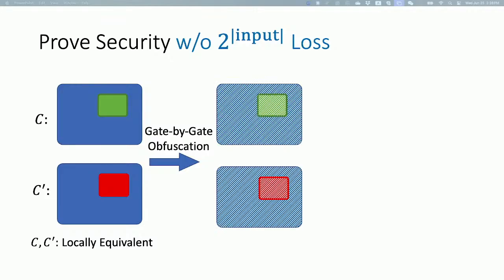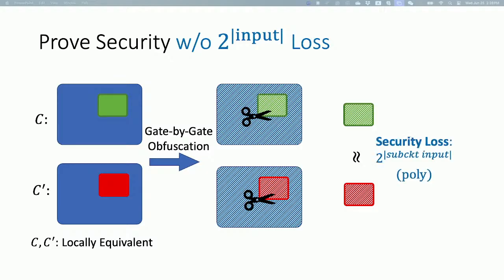So given any two circuits C and C prime that are locally equivalent, you can identify what is the obfuscated subcircuit in the obfuscated program. So you only need to argue these two subcircuits are indistinguishable, and this can be achieved by a security loss that is independent of the input length.